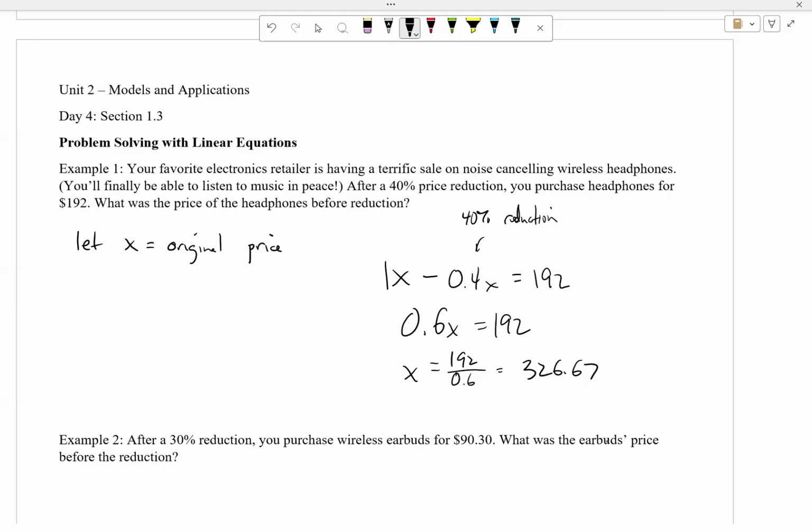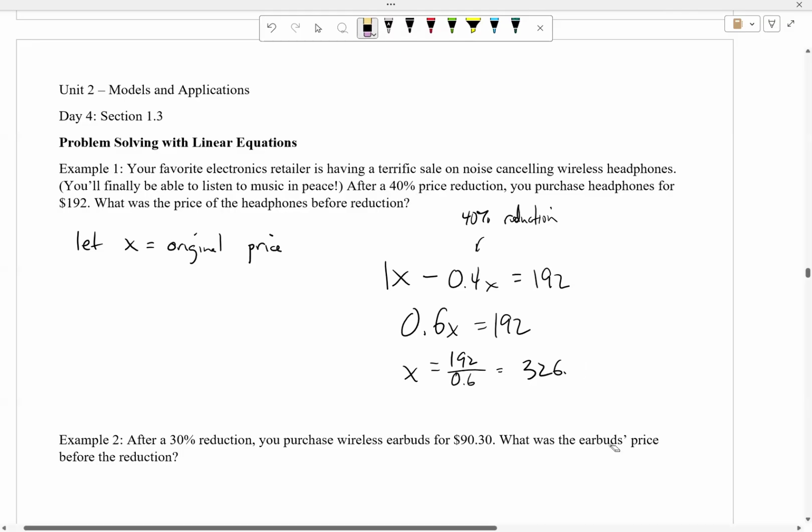Wait, I did it. So it's just 192 divided by 0.6, right? I did it on my TI and I just got 320. Yeah, we got 326. Oh, really? Dun dun dun. What else? What are you guys getting? 192 divided by 0.6? Getting 320. 326.66. That's very interesting.